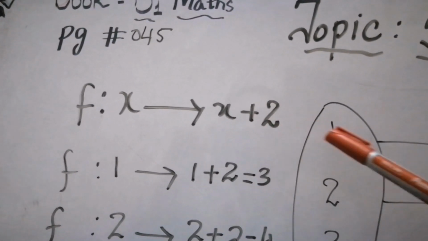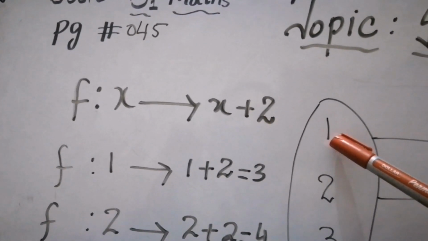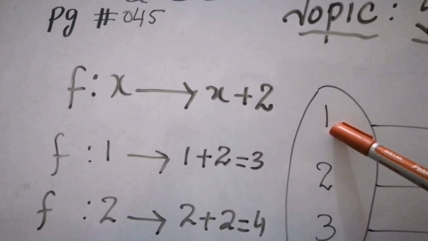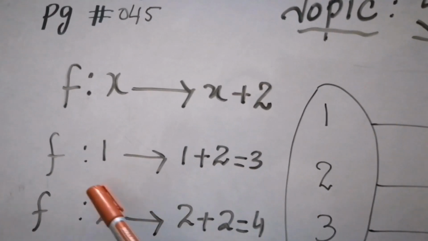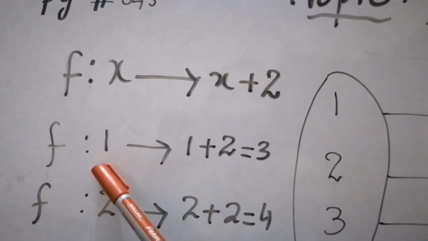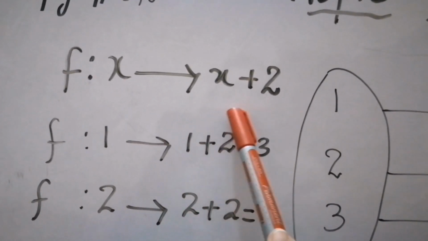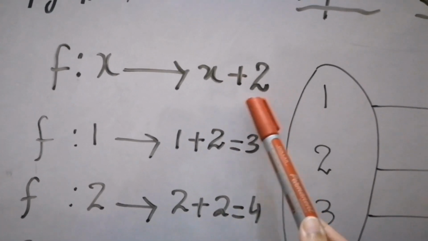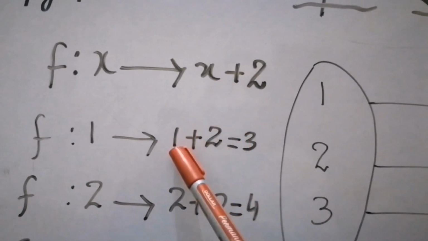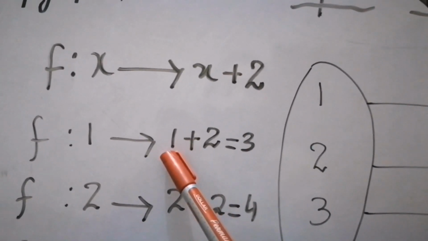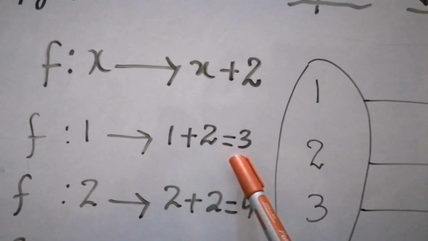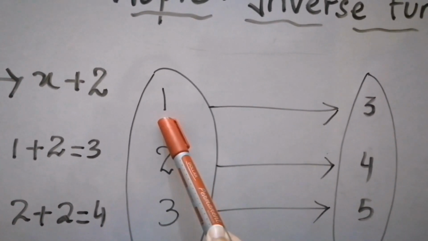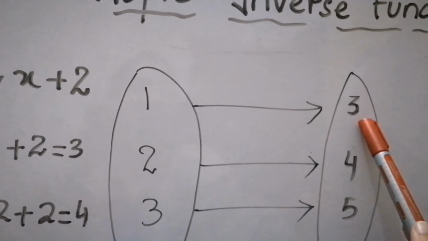Now what will we do? We will put the value of x from this set A. Here we have x is 1. When x is 1, we will simply put 1 in place of x in the above expression. Here we have x plus 2. Now when the value of x is 1, we put 1 in place of x and we get 1 plus 2, 3. So we will write in front of 1 the value 3.